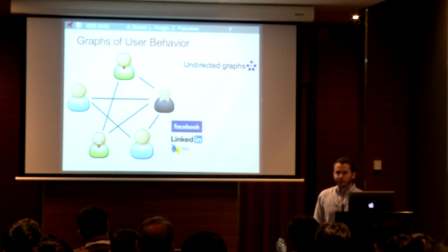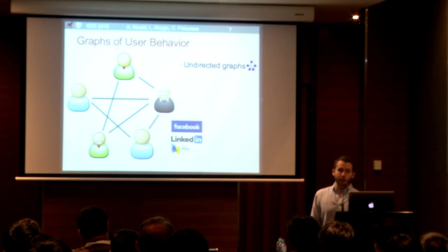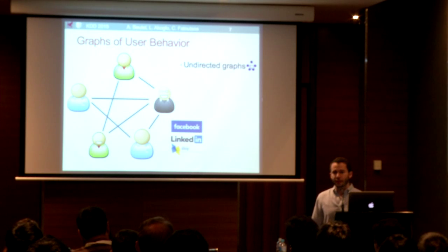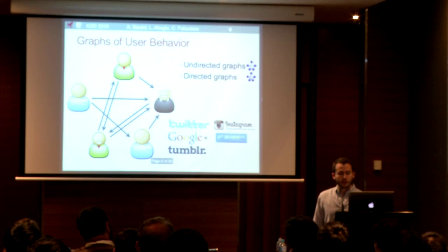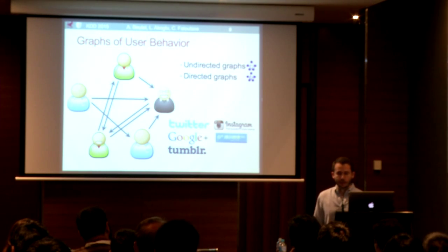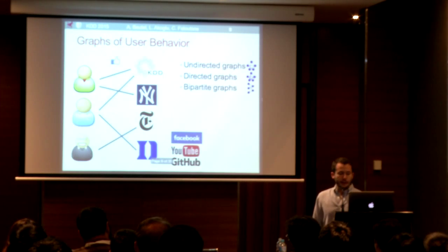There's a wide variety of graph types we'll look at over the course of this tutorial. We have undirected graphs: Facebook is the classic example, but also LinkedIn, and DBLP, let's say co-authorship. Directed graphs, so Twitter, who follows whom, Instagram, Google+, Tencent, Weibo in China, Tumblr. We can have bipartite graphs, which is, let's say, users and the pages they like on Facebook, or on YouTube, the channels you follow, or on GitHub, the repositories you follow.